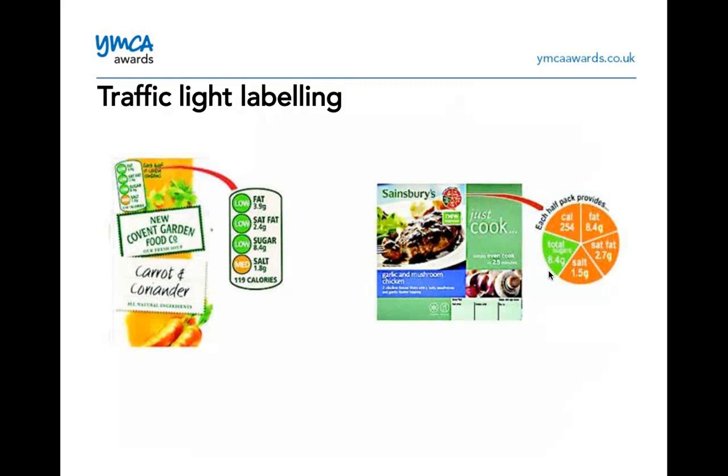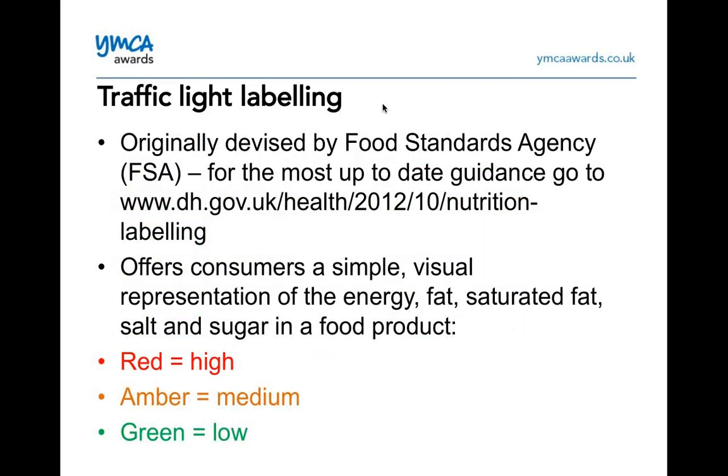And it's a good idea to give this to your customers, so they know exactly what they need to do all the way through it. You can see that it will do green, amber, and red lights. So traffic labelling, originally devised by the Food Standards Agency, for the most up-to-date guidance, you need to go to dh.gov.uk. It offers consumers a simple visualised presentation of energy, fat, saturated fat, salt, and sugar in food products. Red equals high, amber is medium, and green is low.